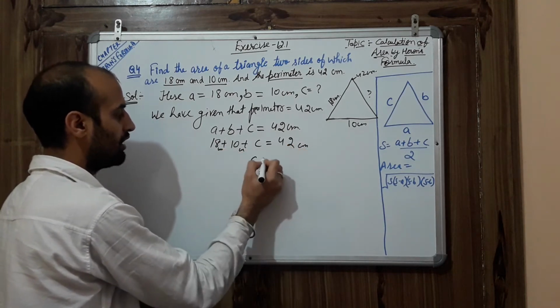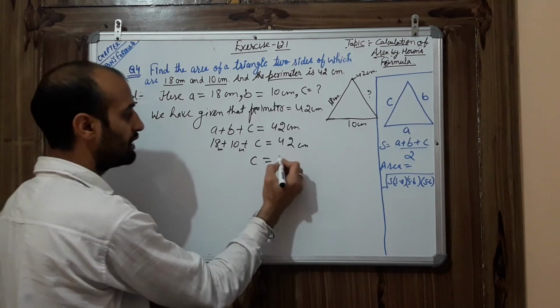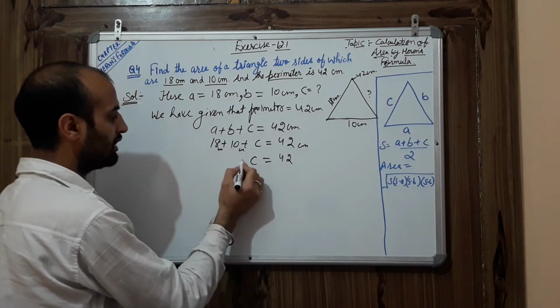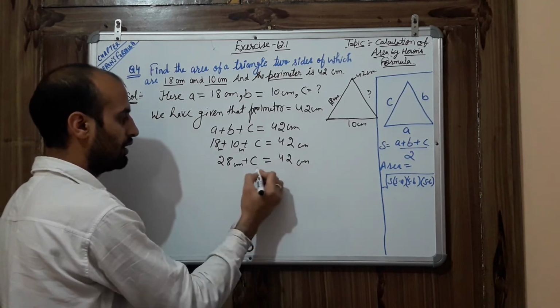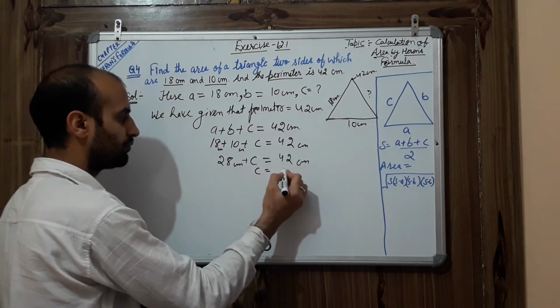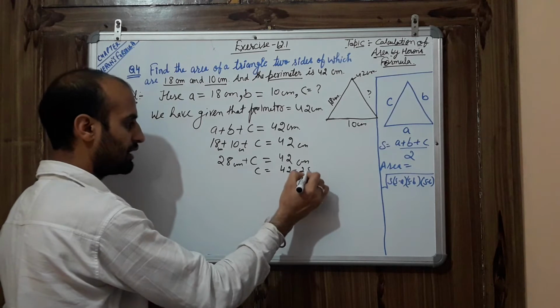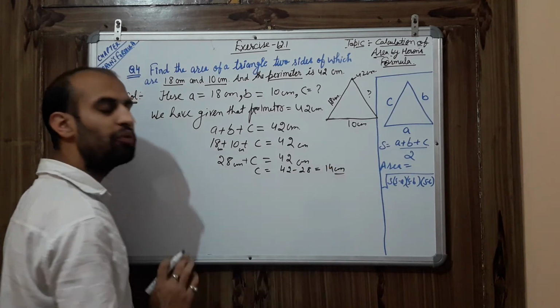So let's see, we are interested to calculate C. How to calculate C? Write 42 centimeter, and if you add these two, it becomes 28 centimeter. Next step, C is equal to 42 minus 28, and the answer becomes 14 centimeter. We have the C value now.